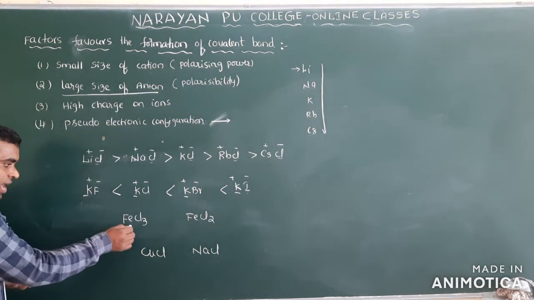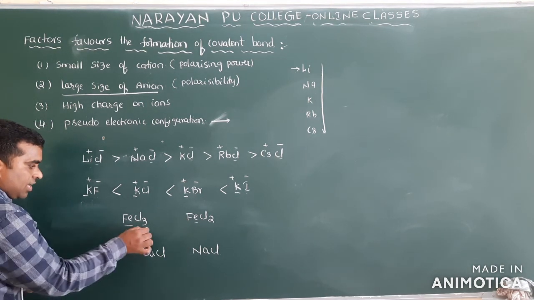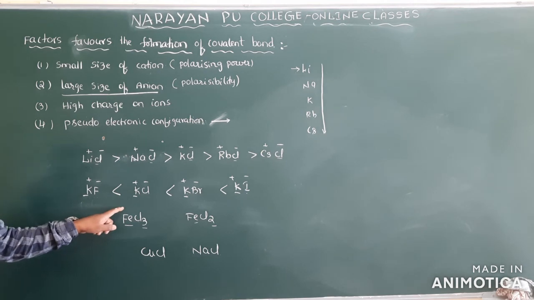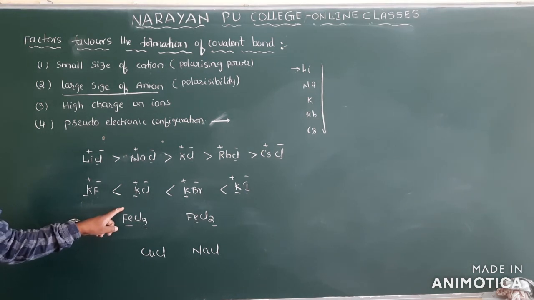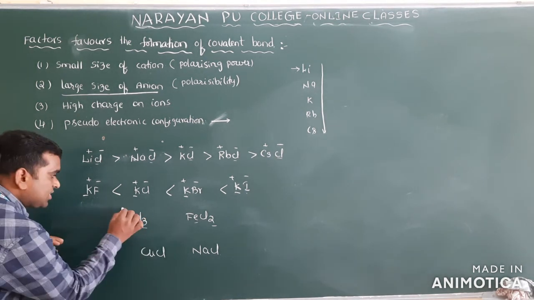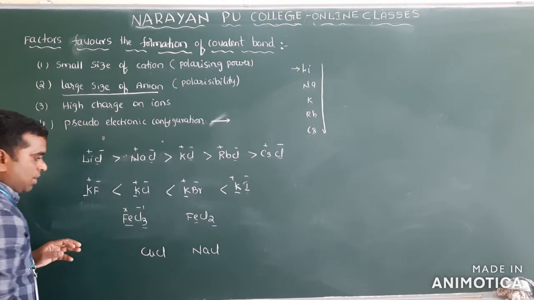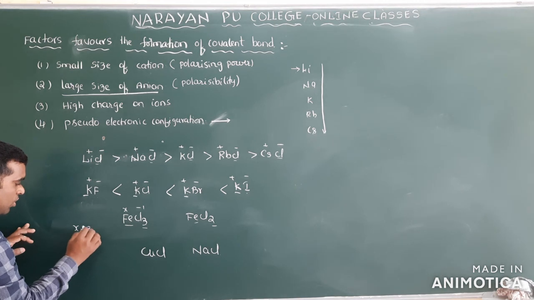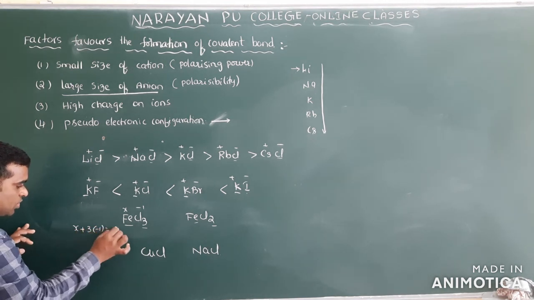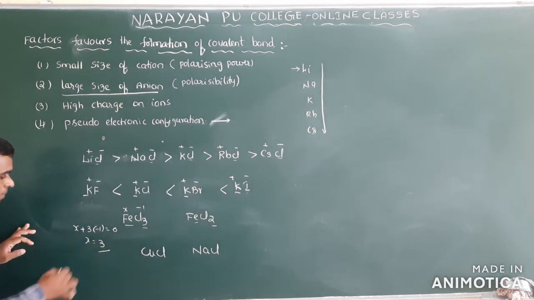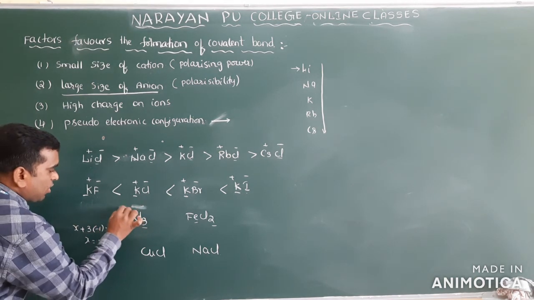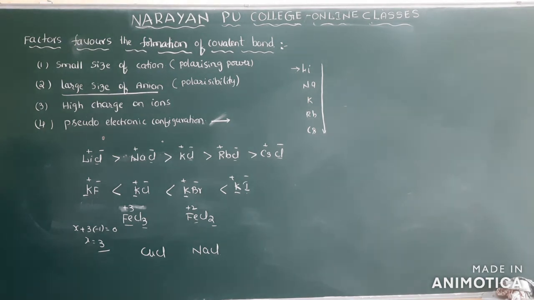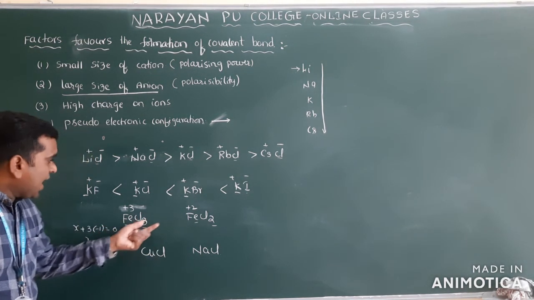In this case, you see iron here, also iron here, chlorine here, also chlorine here. But what is the oxidation number of iron? You know how to calculate the oxidation number? Let it be X. Chlorine is minus 1. So X plus 3 into minus 1 is equal to 0. X is equal to plus 3. Here the oxidation state of iron is plus 3, and here plus 2. Clear? Cation same, anion same.